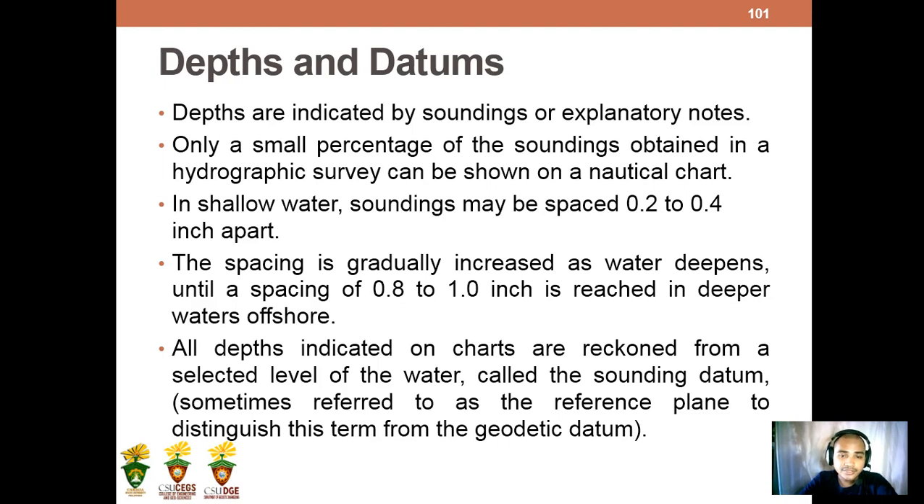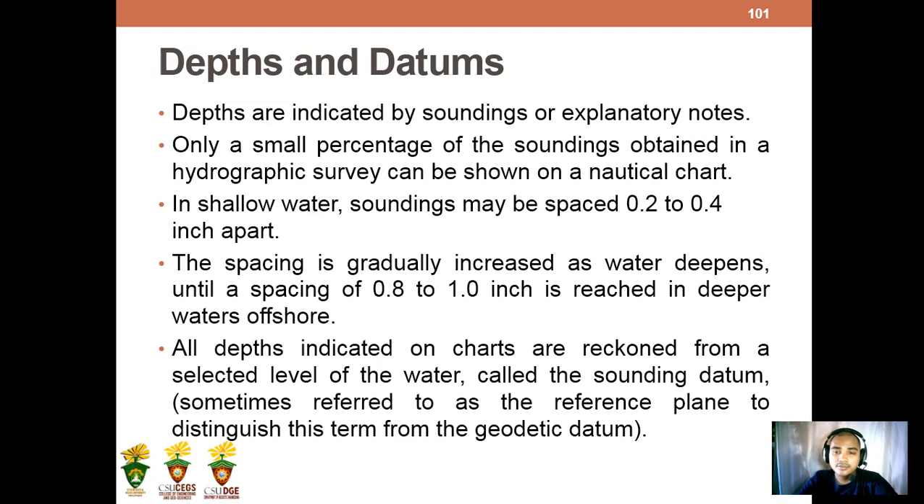And on shallow water, soundings may be spaced at 0.2 to 0.4 inch apart. On the map, that is. Many details should be inserted in that portion, but the space is very small. Imagine, how many inches, not even 1 inch. 0.2 and 0.4. So they are very small.